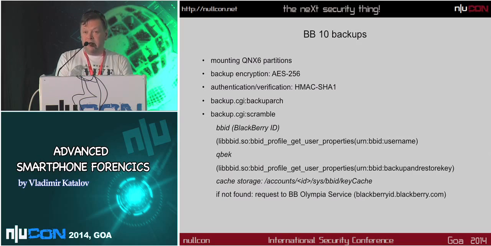BlackBerry 10 is based on the QNX operating system. Backup is encrypted with AES-256, and authentication of the backup using hash terms is performed using HMAC SHA-1. And most of the work is done by the backup archive service running on the BlackBerry. And the encryption is also done inside the device using the Scrambler service.